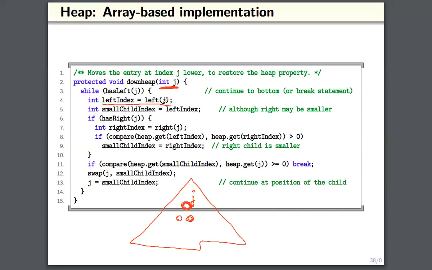Left index is equal to left of J. Right index is equal to right of J. You get the child nodes. And then you compare the keys of these two child nodes, and you consider the one that has the smallest key. So that is the logic here. Small child index: initially, you assign it as the left index, and via a comparison, you check whether the right child has a smaller key. At the end, you will have the index of the smallest key among these child nodes in small child index.